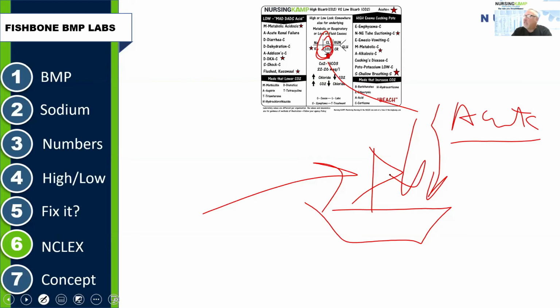Do they have emphysema? Do they have bronchitis? What's their underlying situation? Are they diabetic, in DKA, and those types of things? All right, so let's break it all down into the concept.